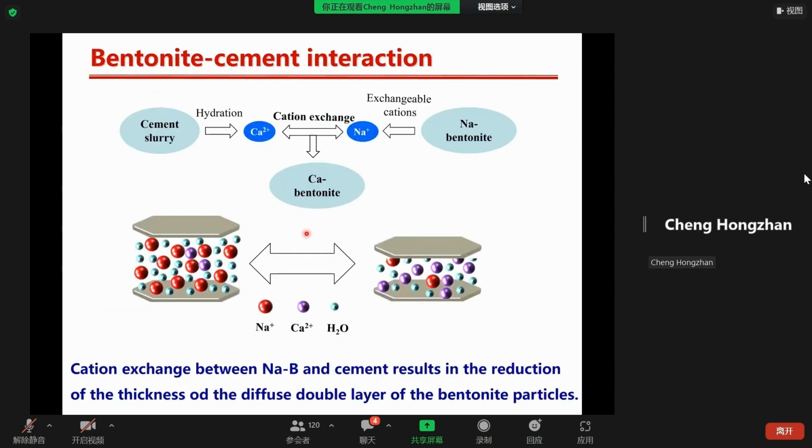Okay, here is about the bentonite cement interaction. Previous studies have demonstrated that cement can chemically affect the hydromechanical behavior of the bentonite, and the original sodium ions in bentonite interlayers were exchanged with the released calcium ions from the cement slurries, resulting in calcium bentonite, and the diffuse double layers of bentonite particles were reduced.